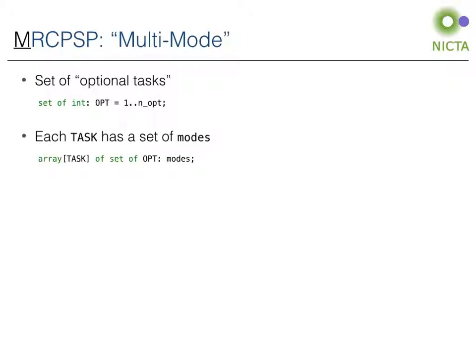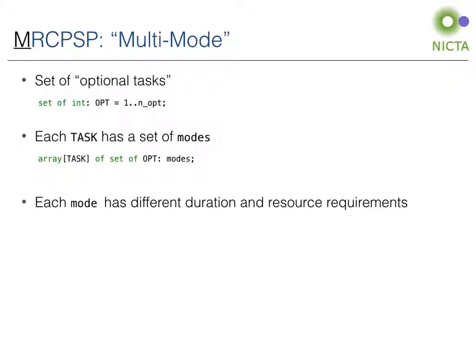Lastly, in the multi-mode problem, each task has a set of different modes in which it can be executed. We represent this by defining a new set of optional tasks corresponding to each of the different modes. We then specify the set of modes for each of the original tasks, as shown here. The difference now is that each mode has a different duration and different resource requirements, thus giving us the added decision of choosing which mode to execute each task in.